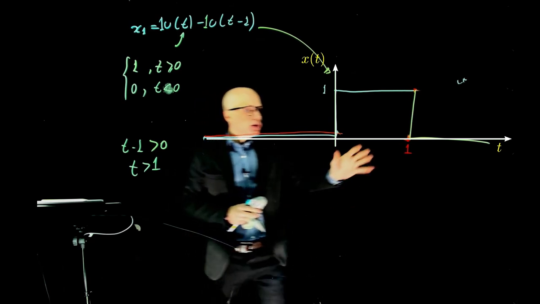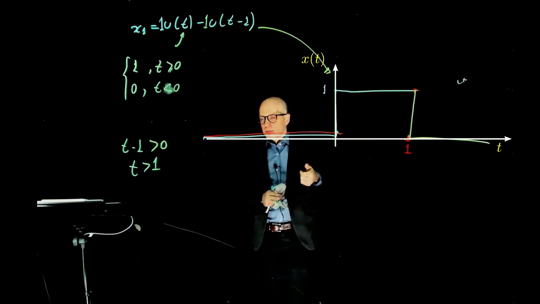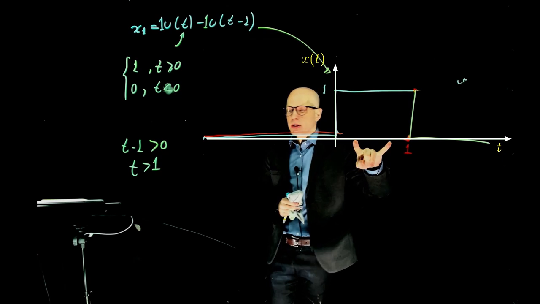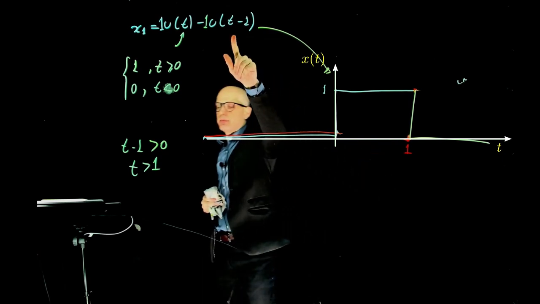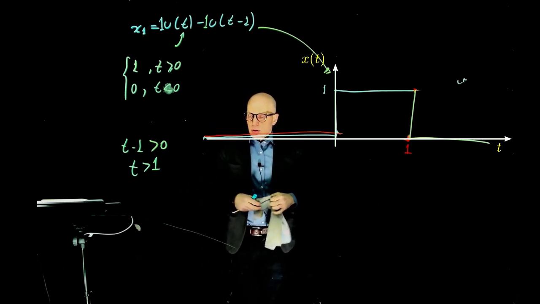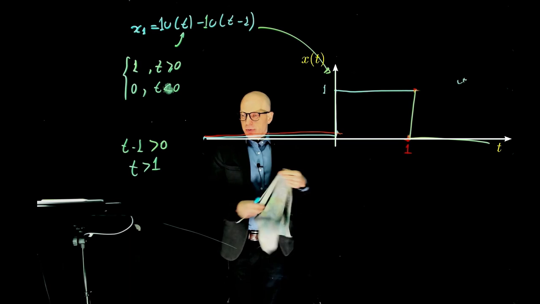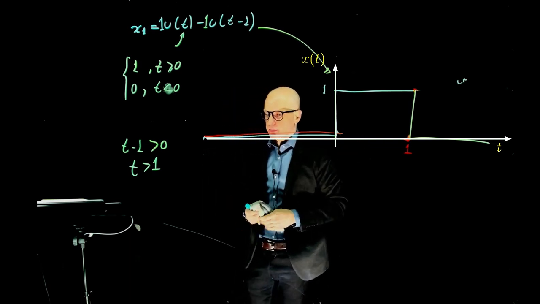Right. What does this represent? Well, for example, if we turn on an electrical motor, we apply a voltage to it, we hold that constant for 1 second, and then you turn it off. This can be represented by this function. If you turn on a pump for 1 second and turn it off, that's the same function.